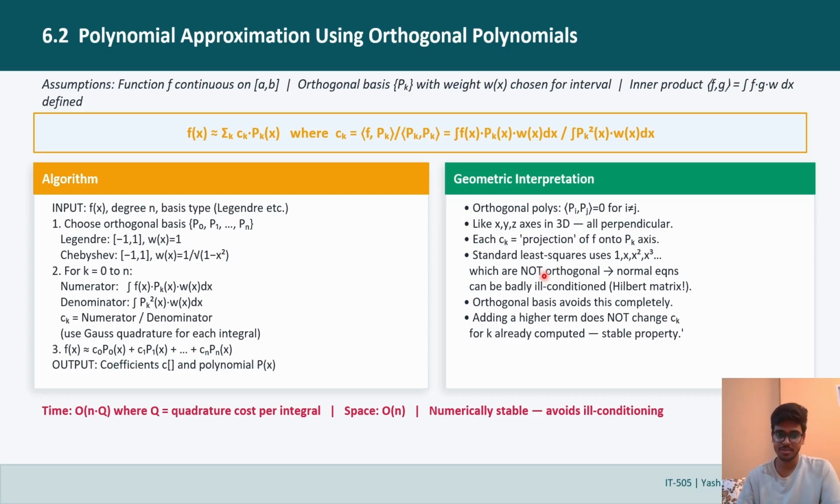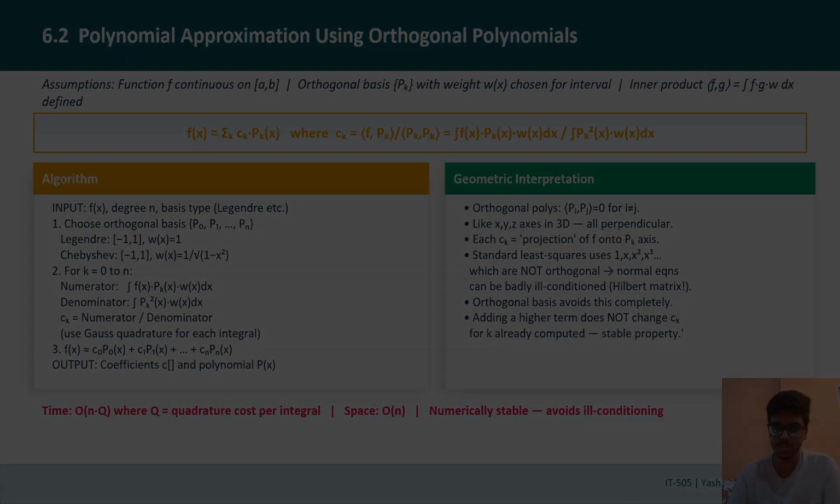A beautiful bonus: adding a higher degree term does not change any previously computed ck values. The coefficients are independent. So the time complexity is O of n times q, where q is the cost of one quadrature integral, and the space complexity is O of n. Numerically stable, highly recommended over standard least squares for high degree approximations.